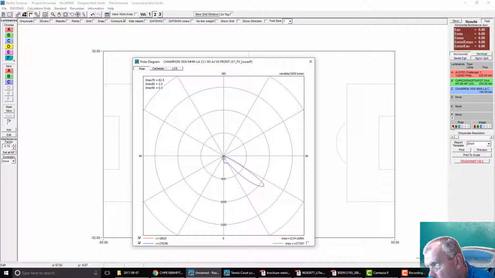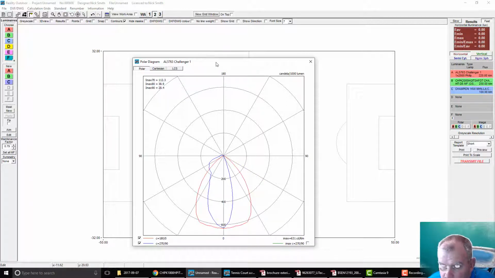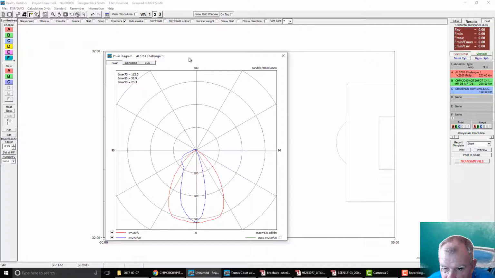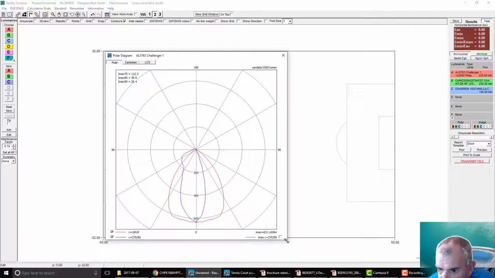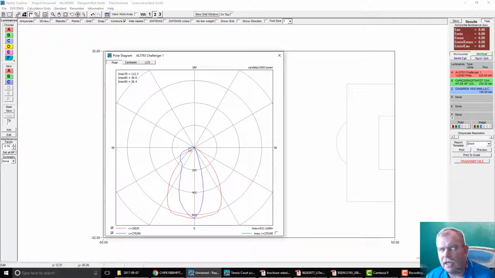Now, coming back to the original photometry I was looking at, which is one of the Abacus fittings. Abacus photometer their floodlights, and they produce the data with the output at the peak distribution of the fitting. So what you would need to do is that if the output of the fitting was say 55 degrees, you would need to tip the fitting up to 55 degrees to effectively get that distribution horizontal, so as if the fitting was mounted horizontally.